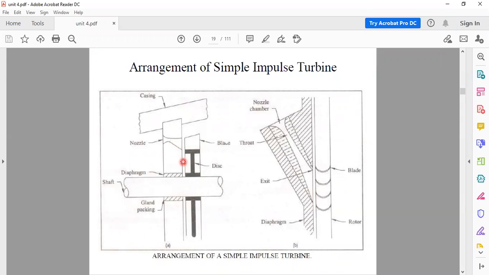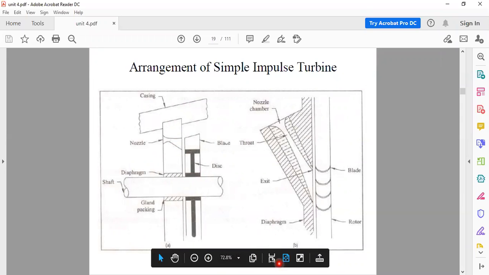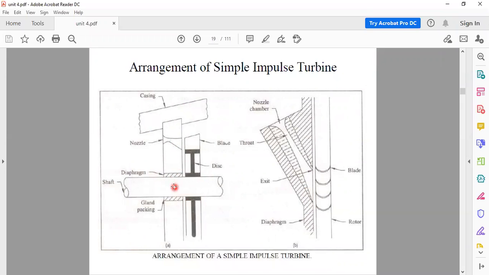This is the arrangement of the simple impulse turbine. This is the shaft. On this shaft, the hub is mounted. On this hub, blades are mounted. This is the nozzle. Here are the blades. This is the casing.